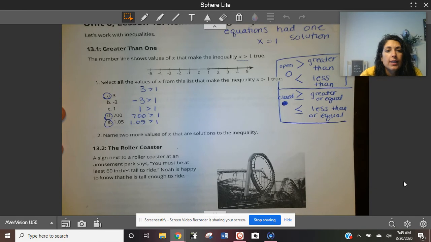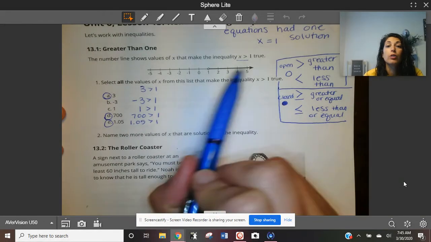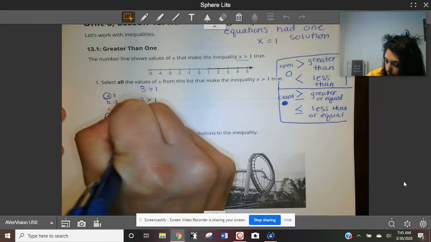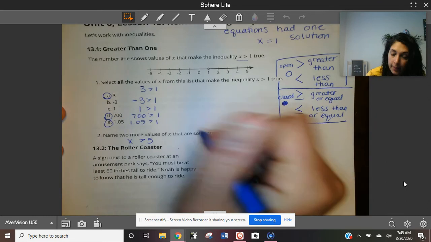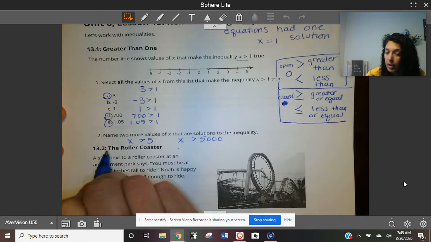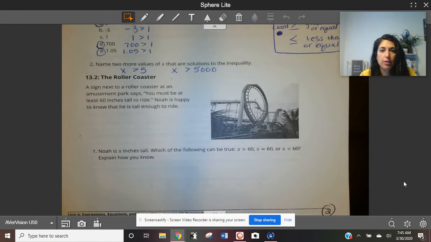You could take a second and name 2 more values. If they are on the number line higher or greater than or to the right of 1, then you got it. So x could be greater than 5. x could be greater than 5,000. There's an infinite amount of numbers that you guys could put here. You could put mixed fractions. You could literally put everything. All right, so let's do an example right here.